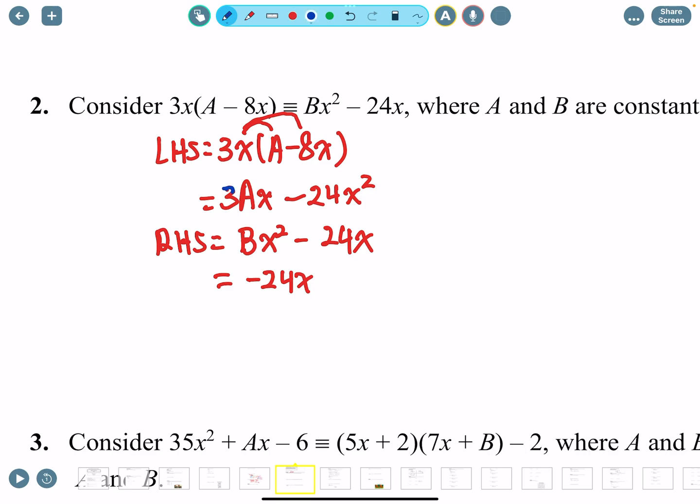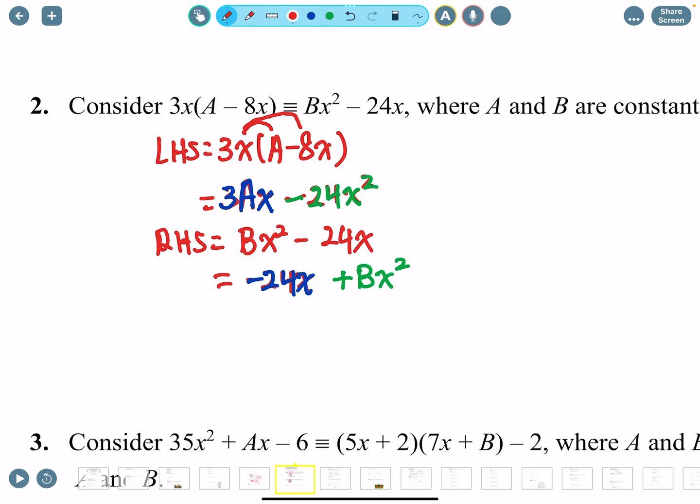If I use color, x is supposed to match with x. All right, we don't match 24 with 24. That's not correct. It just happens to be the same number. Then we will match negative 24x squared with bx squared. I just swap it.